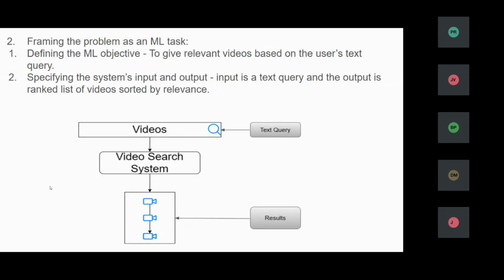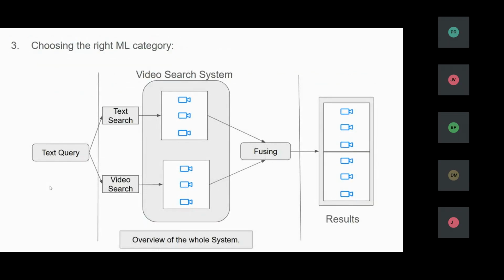In the diagram below, you can see that the input is a text query and our search system will give us the result as a ranked list of videos based on the relevance. After knowing what the input is and what kind of output we want, we'll be choosing the right ML category that our system falls under, or how we want to go further with it. So this is something that we are going to discuss further.